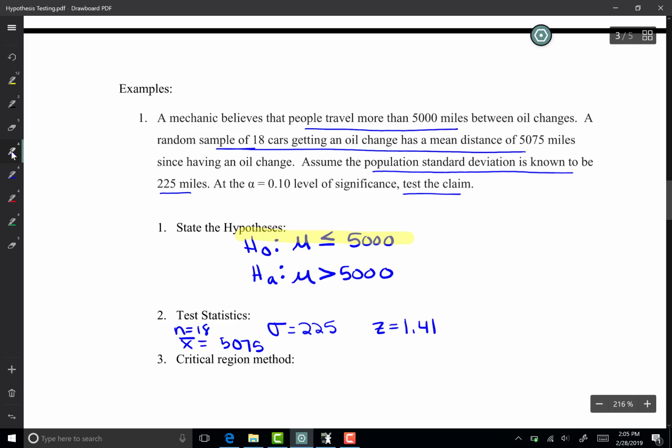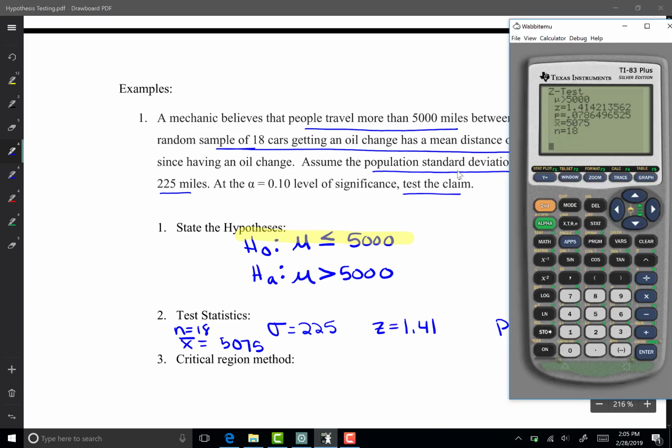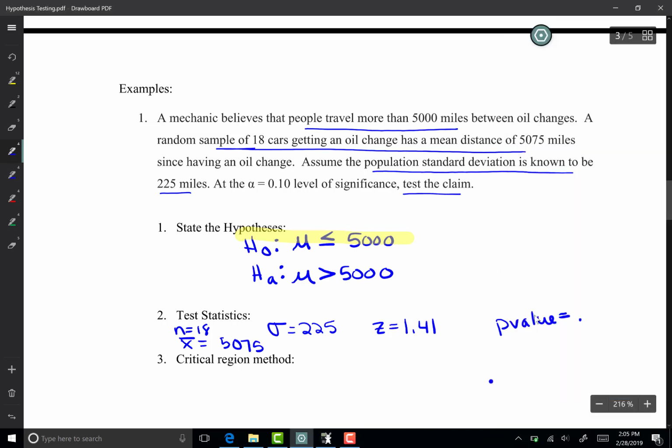Now I'm going to go ahead and just write down what the calculator gave me for the p-value. And what I usually do, instead of writing p because of the proportion, even though the calculator says it this way, I write down p-value 0.0786.